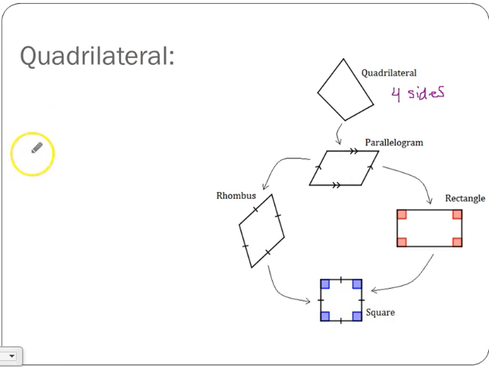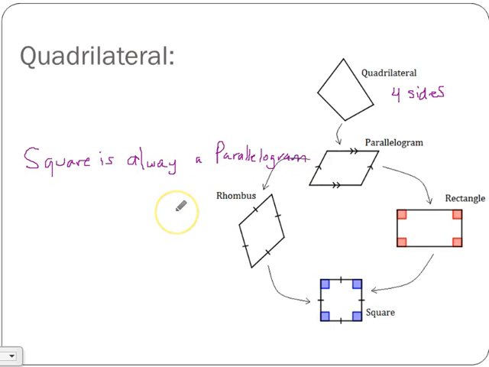A square is always a parallelogram because it has all the properties of a parallelogram. We could say a rectangle is always a type of parallelogram as well because a rectangle is always going to have all the properties of a parallelogram. We could now say, what about this question? Is a square a rectangle? That is always true as well.